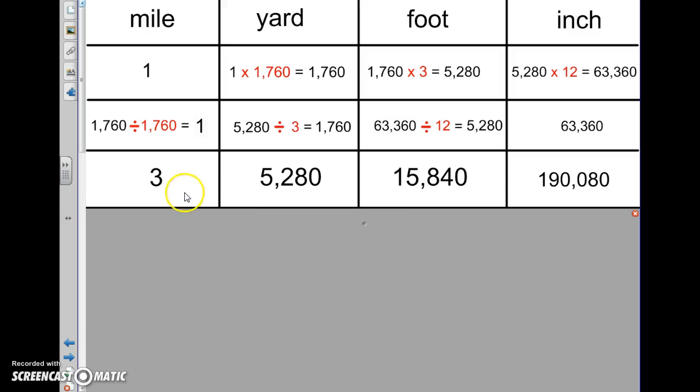Okay, so we've got our information. We answered Coral's question that her dad asked her, which was how many feet and how many miles.